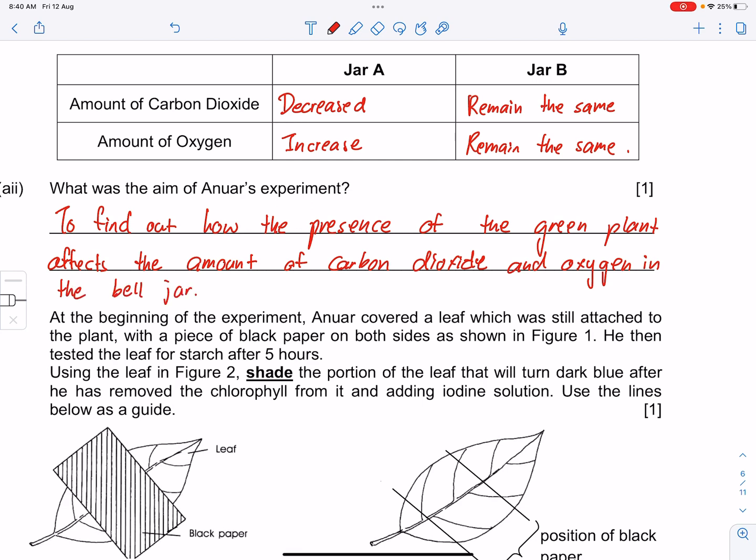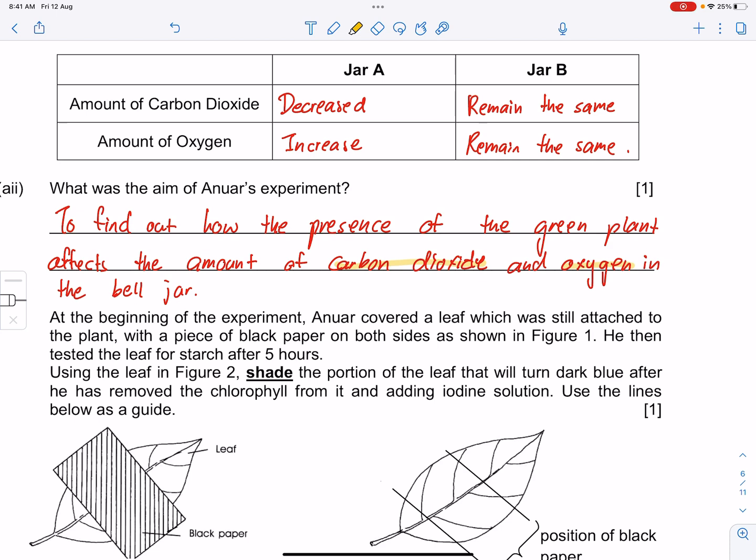Just to elaborate a little more, at the beginning you would have already identified your measured variable. Your measured variable in this case would be carbon dioxide and oxygen. Why is it not photosynthesis in this case? It is not photosynthesis because there is nothing that you measure that you can confirm 100% is related to photosynthesis.